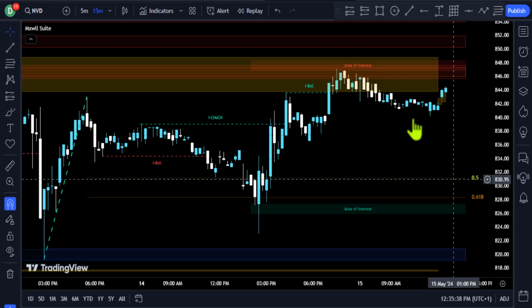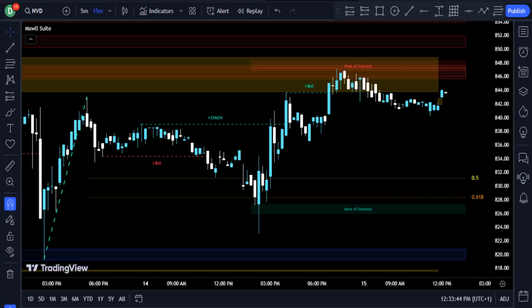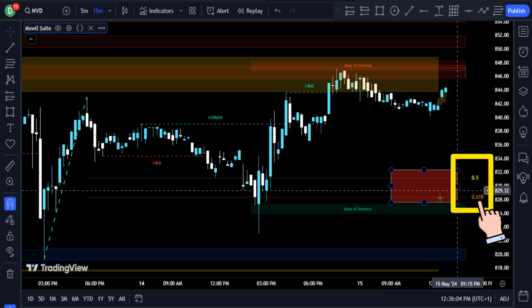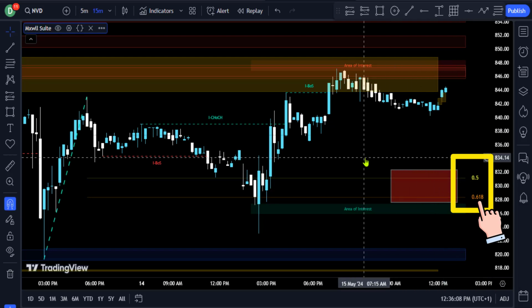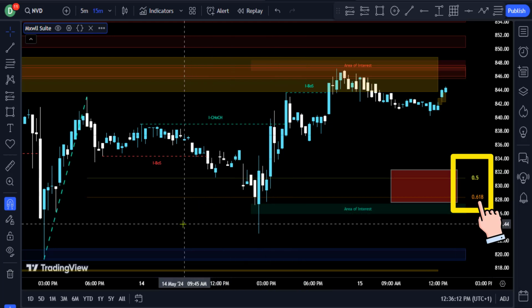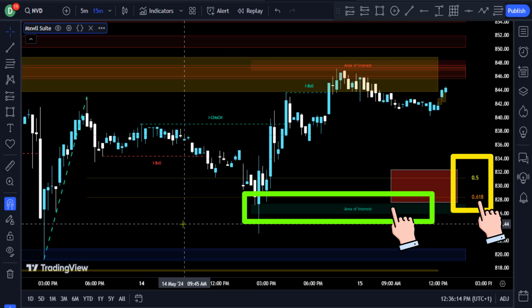Now, notice that the indicator had already drawn in these golden Fibonacci levels, the 50% and 61.8% levels, so that when the price reversed downwards, you should be looking for entries around these Fibonacci zones and this area of interest here. This is more of an in-depth trade breakdown that shows the combination of the SMC and the price action features of the indicator.